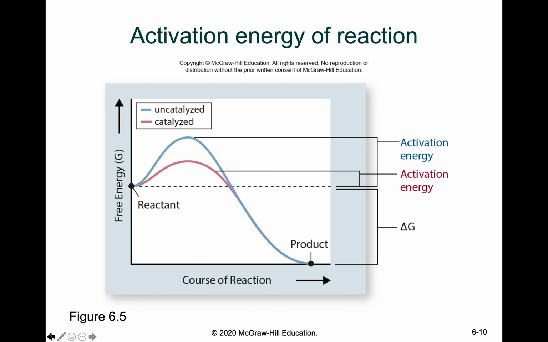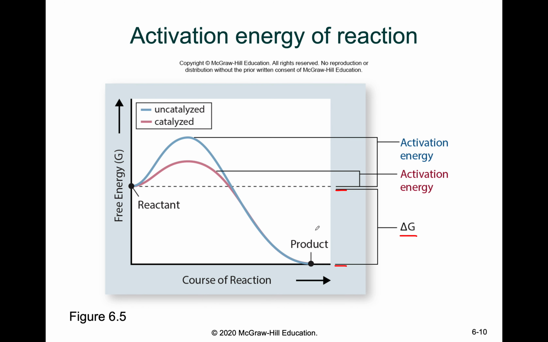If you're looking at the change in energy, it would be this bar right here, which is going from this state to this state. So this release would be your delta G.